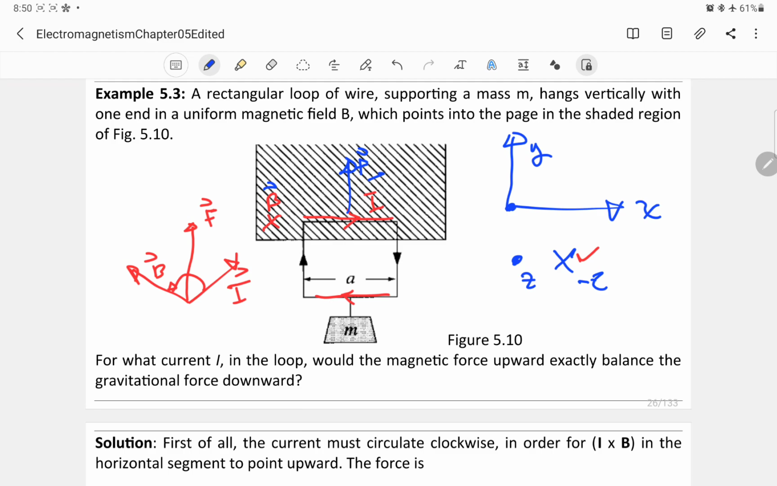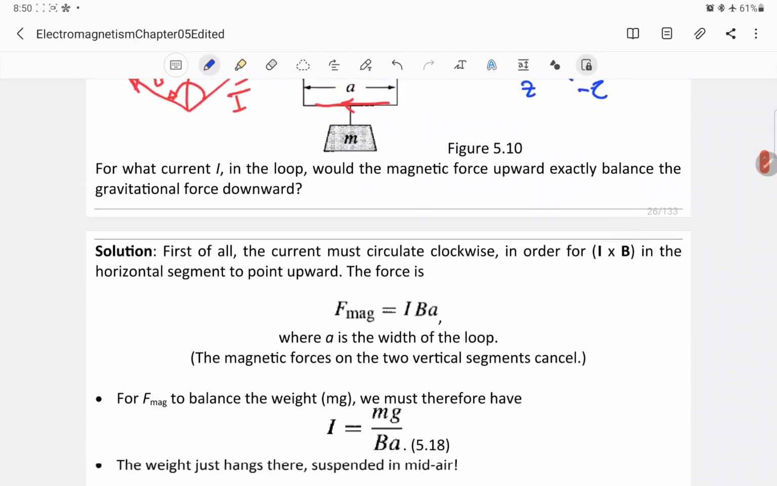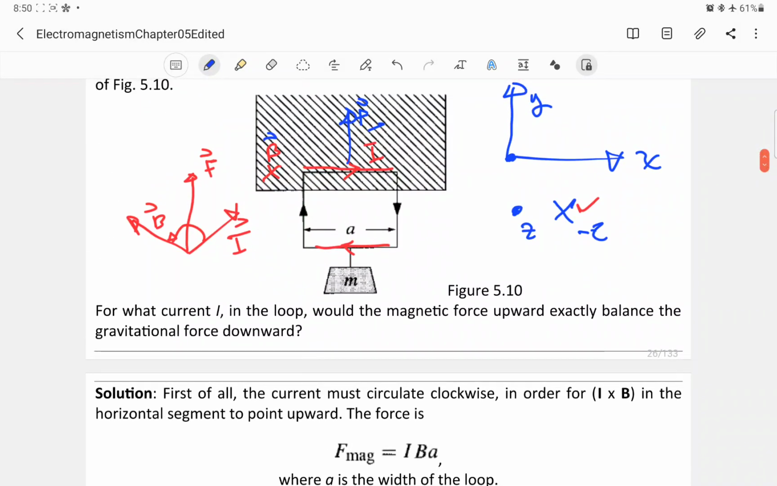So you have a magnetic field that's perpendicular to the current. So this one here is IB sine theta, but theta here is 90 degrees, so this is just IB. So you have your force as IB times A.